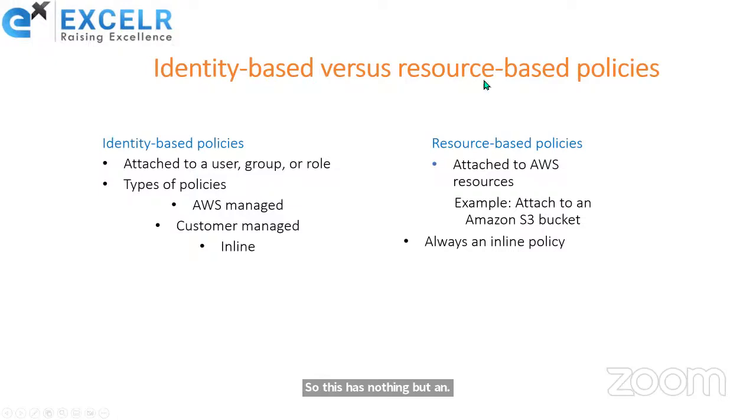So, identity-based versus resource-based policies. Identity-based policies means these policies can be directly attached to users, groups, or roles. What are the types of policies? AWS managed policies or customer managed inline. You can see these policies, right? What I'm trying to open. These policies are actually the AWS related policies.